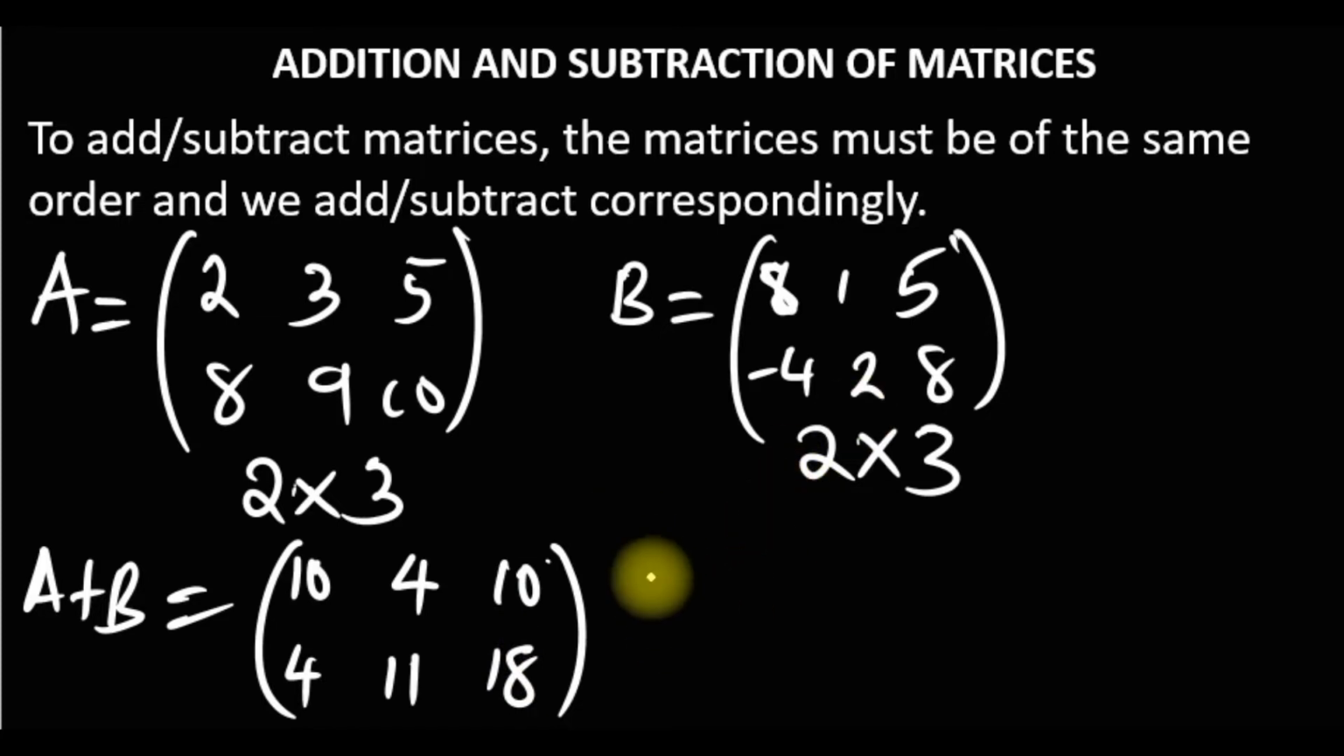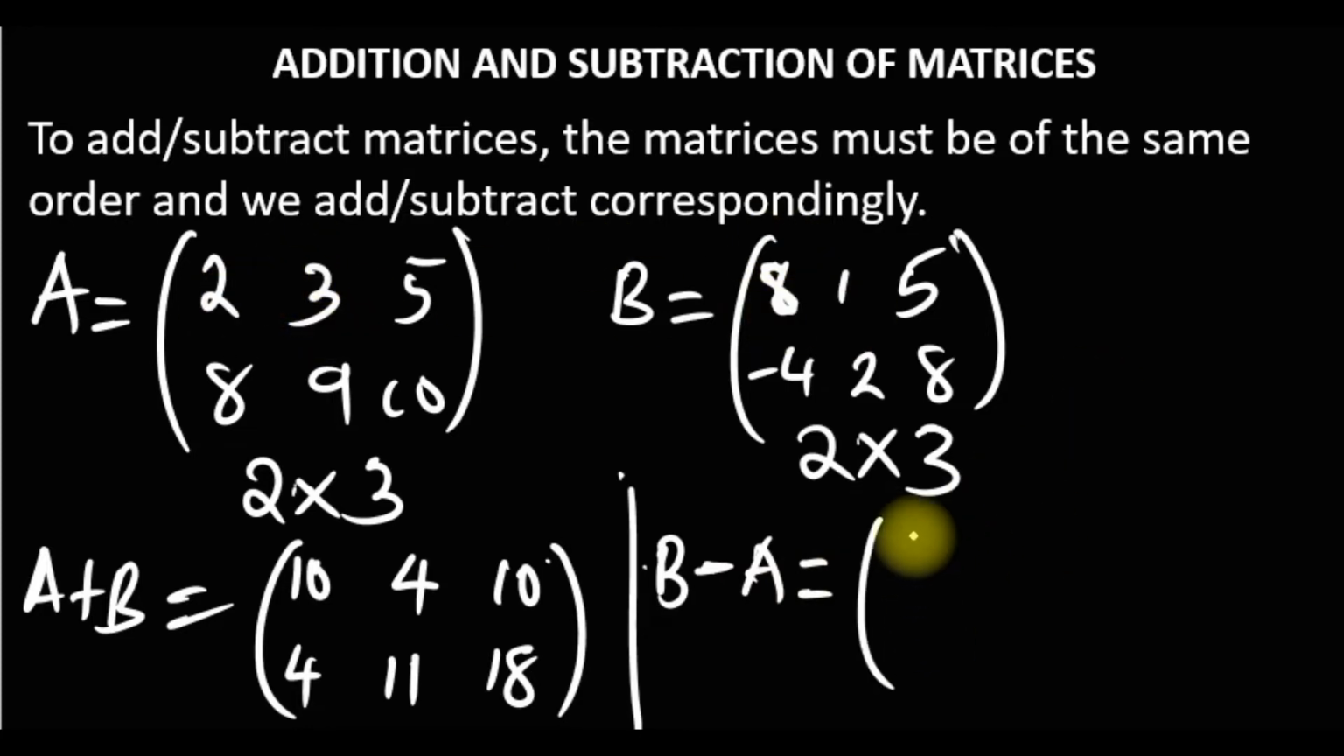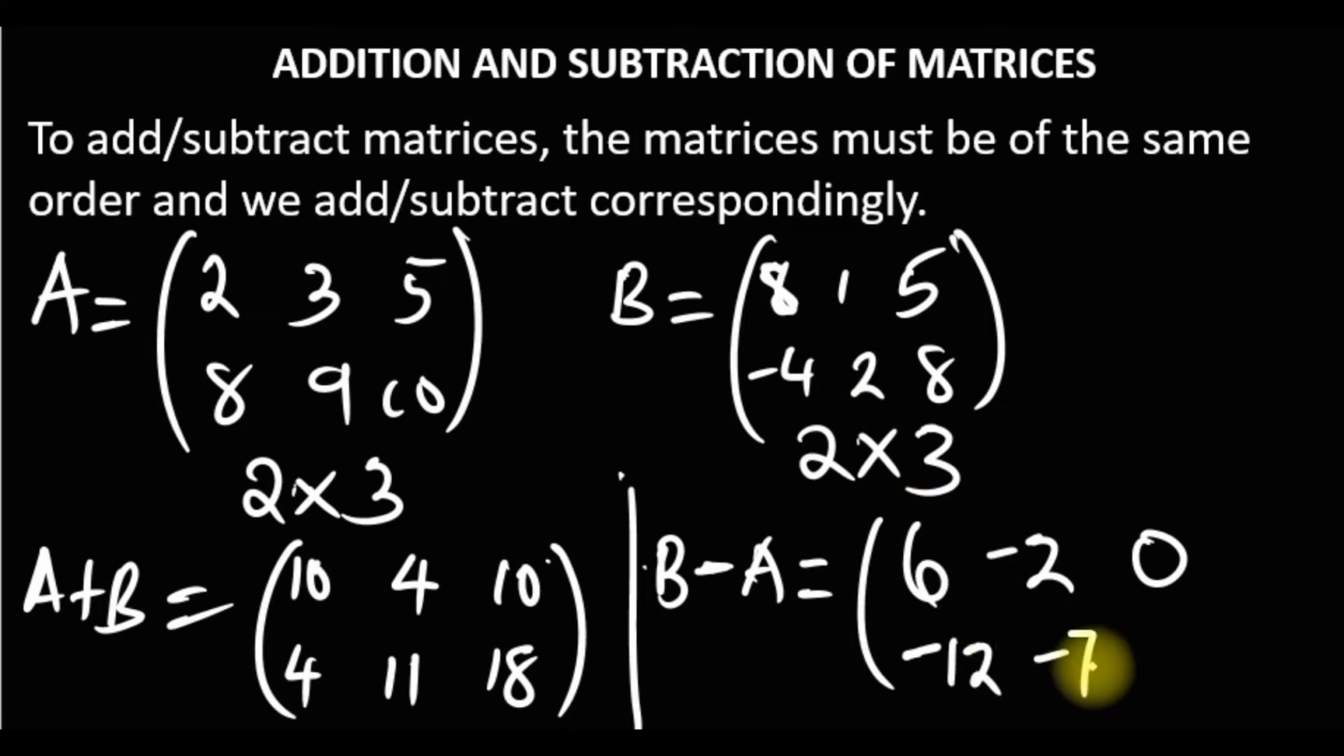So that's it. Or maybe if you are asked to do B minus A. So let's see. 8 minus 2 is 6. 1 minus 3 is minus 2. 5 minus 5 is 0. Minus 4 minus 8 is minus 12. 2 minus 9 is minus 7. And 8 minus 10 is minus 2.